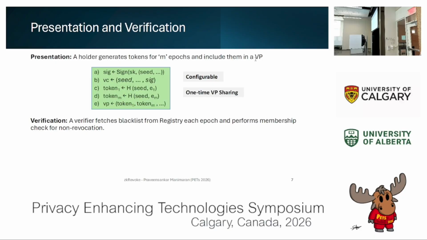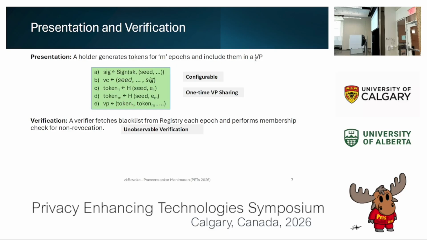So what the verifier does is fetch the blacklist from the registry in each epoch and perform a membership check. If a token is present in the registry, it means that the underlying VC is revoked. In this manner, it also achieves unobservable verification. The issuer is not at all involved in the process, so all the verification happens without the knowledge of the issuer.